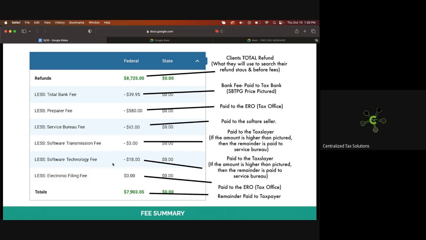So once again, let's say you do want to do the full $50, the $16 will have to be added onto the software transmission fee.